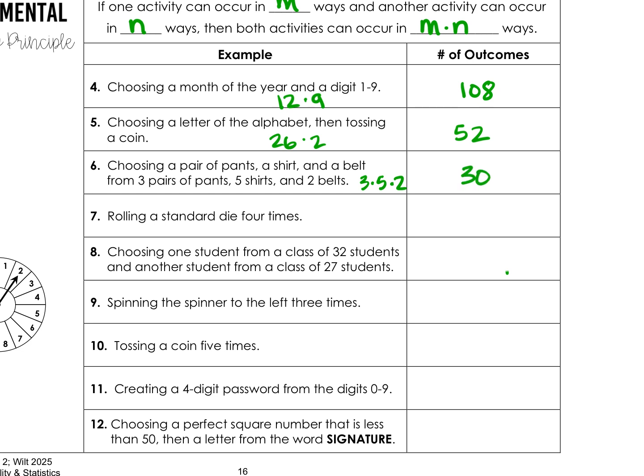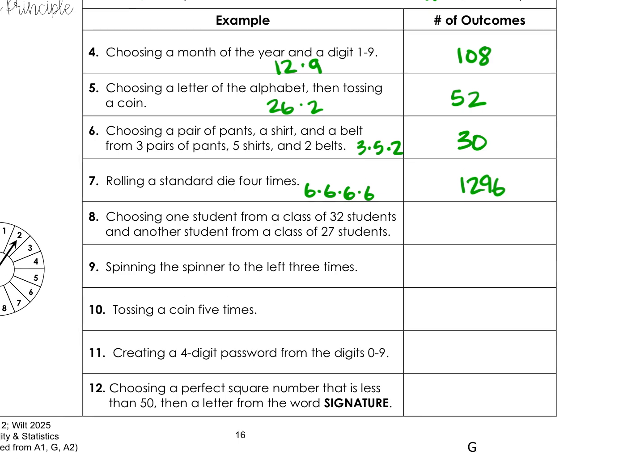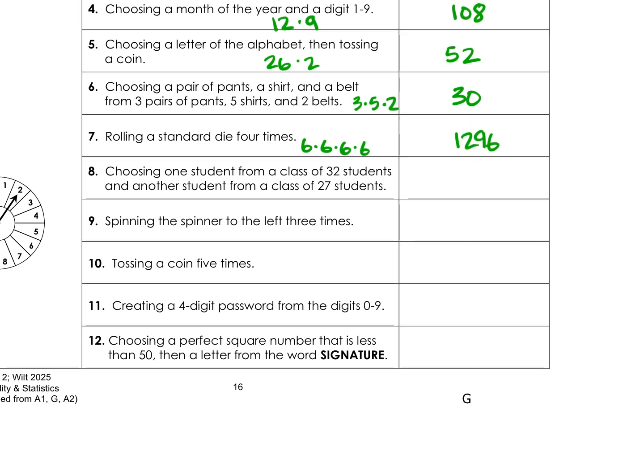If you roll a standard die 4 times, you have 6 outcomes each time, which is 6 to the 4th power, not 6 times 4. And if you wrote that out, it would be 1,296. I like to think of it as multiplication, although it is using exponents. Choosing one student from a class of 32 and another from a class of 27, that's going to be 32 times 27, which is 864. You guys should check my math.